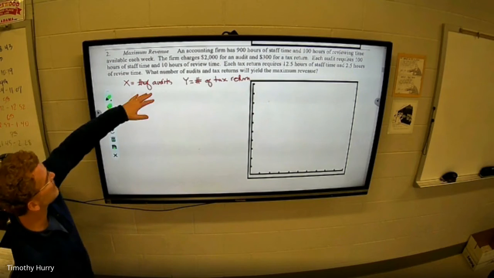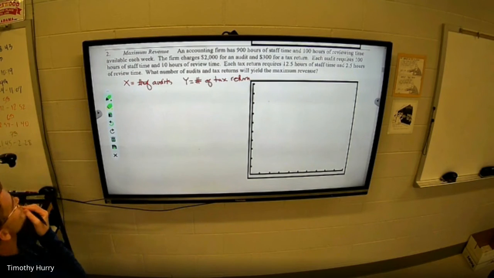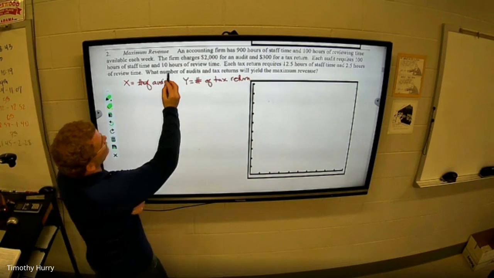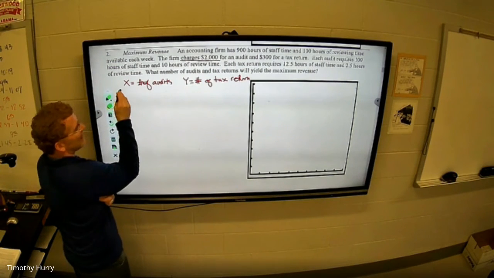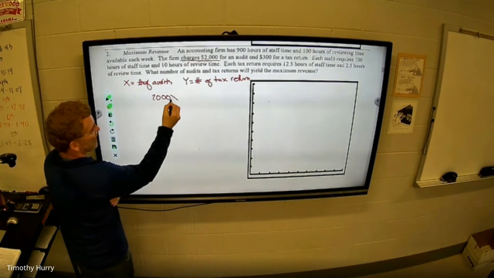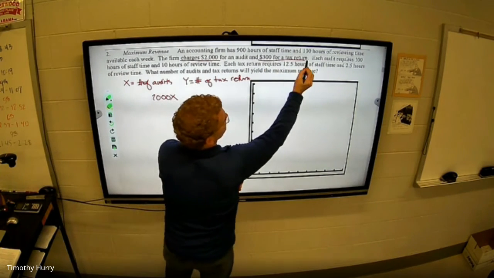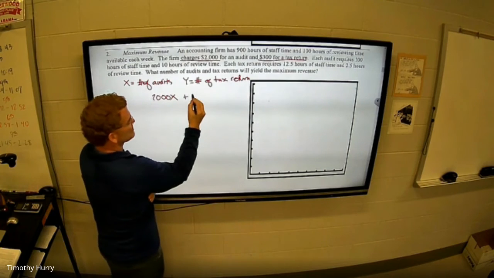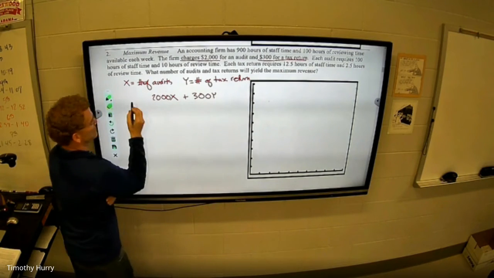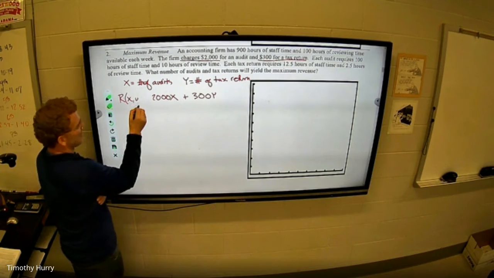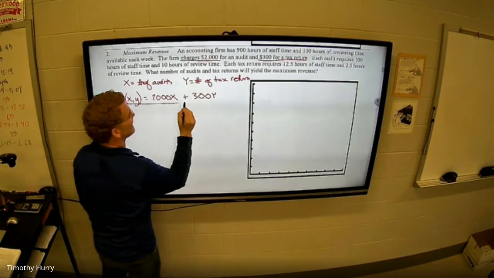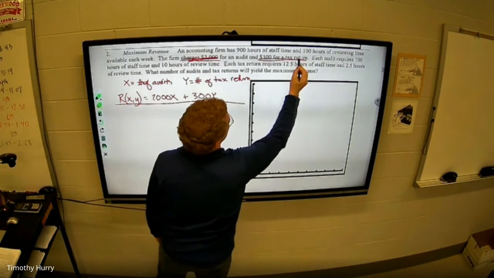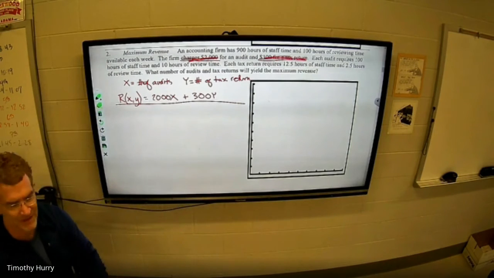And then do you see anything about profit here? Maximum revenue. Okay, so we're talking about revenue, and what am I doing? I'm making 2,000 per audit, 2,000 for each X, and 300 for each Y. So this is my revenue equation. So revenue of X, Y, and once we have those 3 things written out, I'm just going to draw a line and ignore that. And I'm also going to draw through the 2,000 and 300 so I don't accidentally include that in other information.